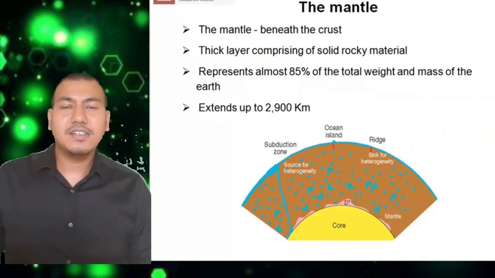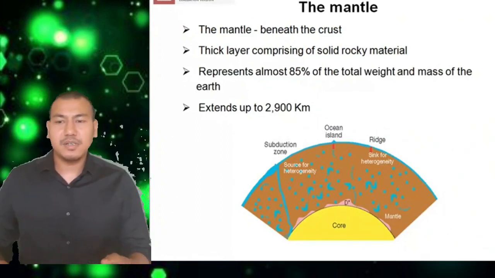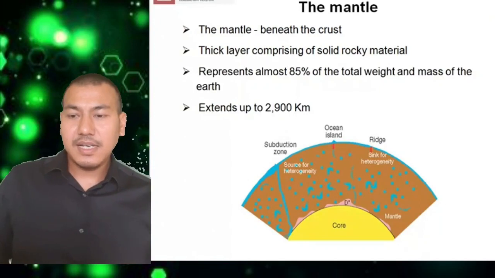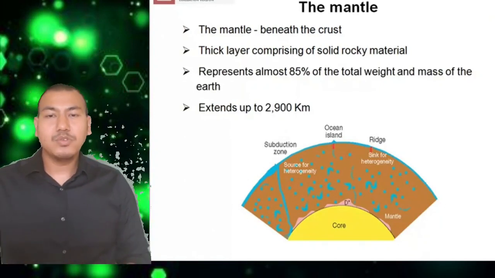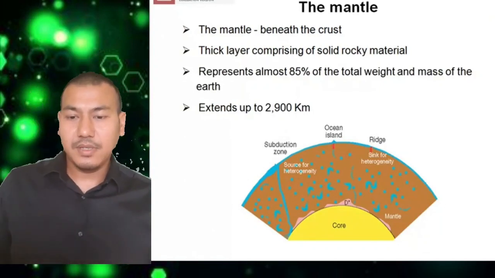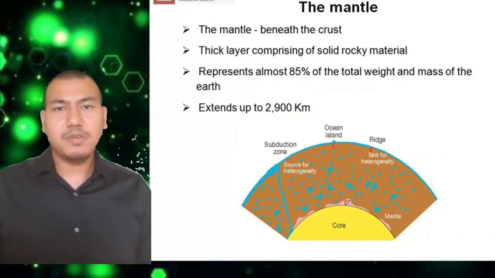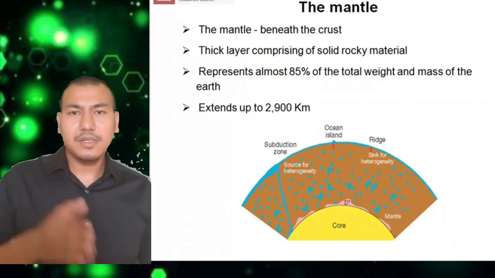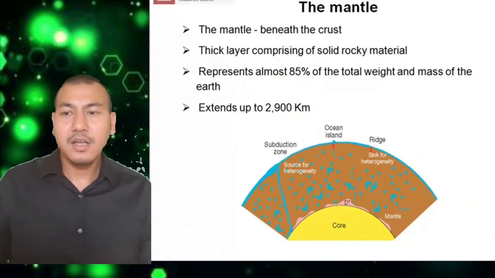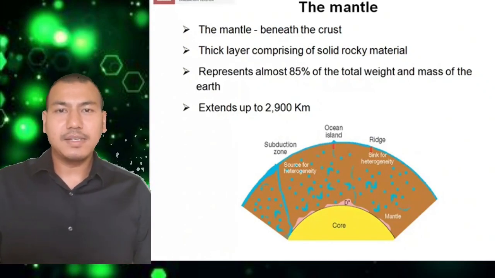So it extends up to 2,900 kilometers. Here you can see the subduction zone, ocean island, ridge, right? So these are the different layers that have been found in the mantle, and the innermost is the core. So this is how the mantle is made up.